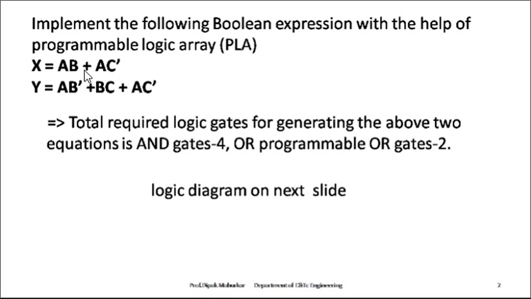Okay. So if you observe the terms, the total required logic gates for generating the above two equations are AND gate 4 and OR gate 2. Why are they saying 4? Because this a c dash is repeated in both equations, so we can consider it once, and here are 1, 2, 3 terms. So AND gate 4 and OR gate 2. The plus symbol means the OR gate, which requires addition. So for the two equations we require 2 OR gates.